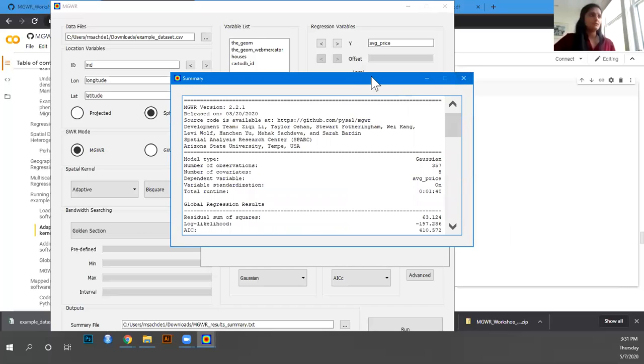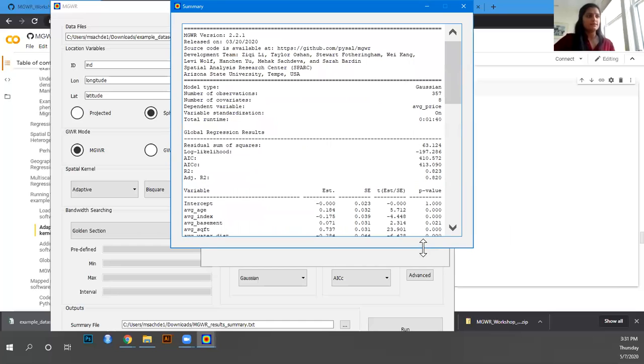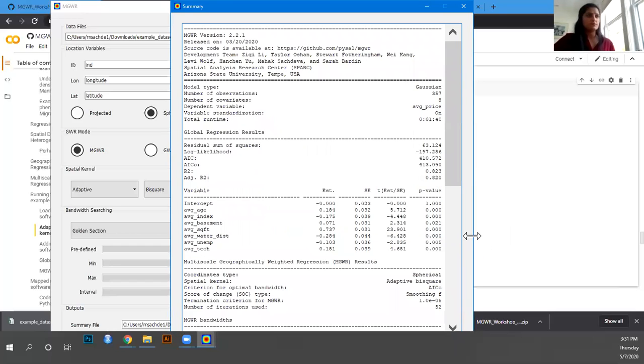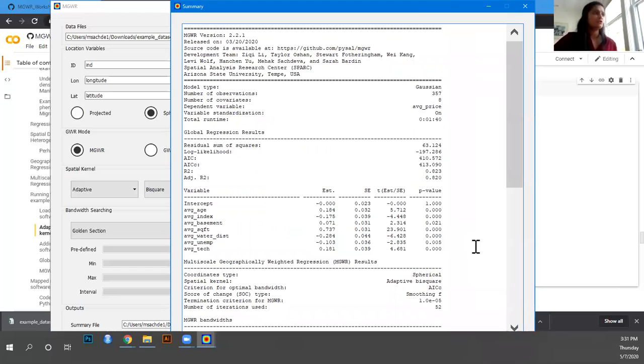Cool. So this is the document that we get the moment it is run. It's a summary document that basically tells you the results and shows you in comparison to a global regression model. So it starts with a global regression model. First, it tells you what kind of model you used, how many covariates you used, and the number of observations, so 357. And how many variables did we use was 8, and so on.